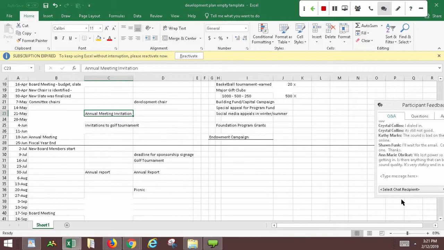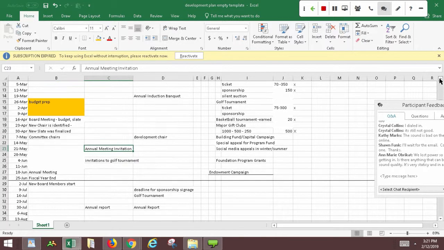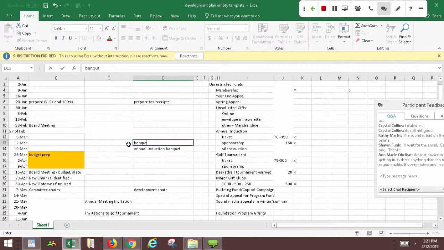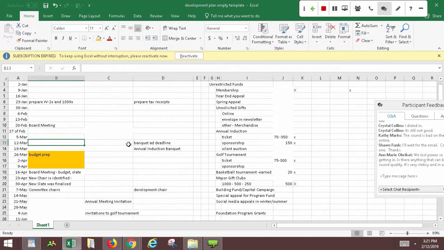What we're doing here is we're starting to fill in this calendar of communication tasks, and we're back here again then to this year with the banquet ad deadline, etc.